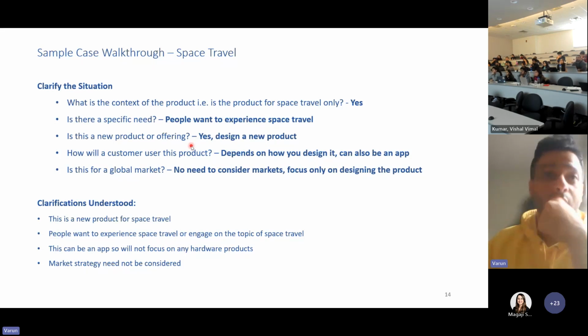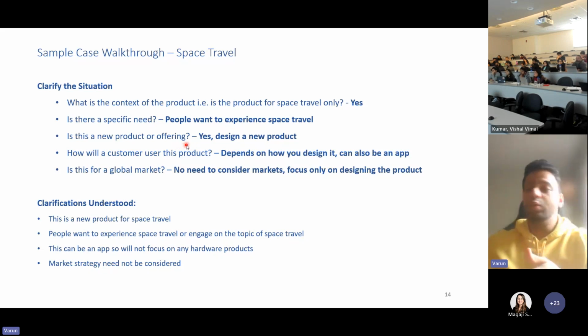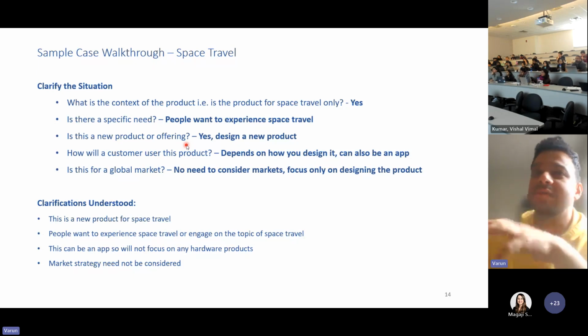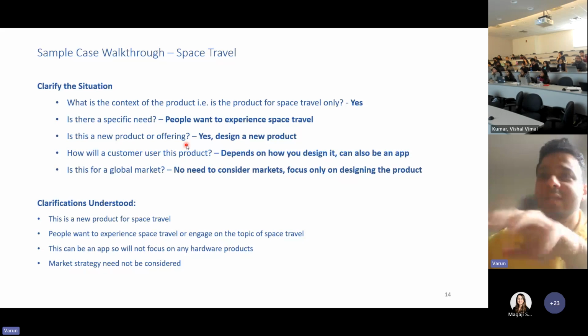I did ask, how will a customer use this product? And it was pretty open in that situation. They said, depends on how you want to design it. I said, can it be an app? And they said, sure, it can be an app. It doesn't necessarily mean you have to build a rocket to send somebody in space, because ultimately that's not the expectation, right? Think about it.